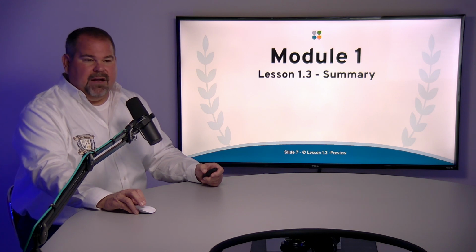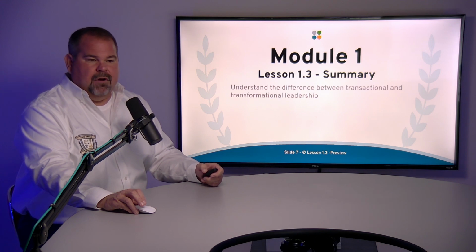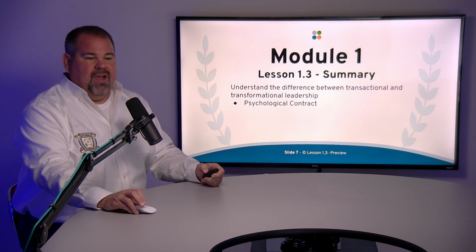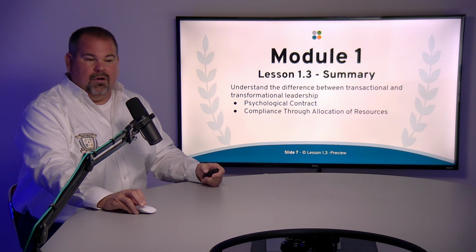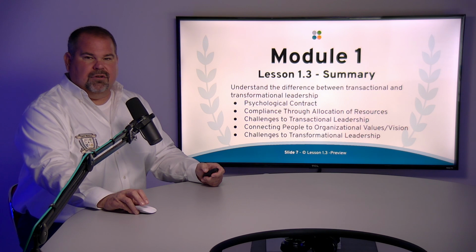In the full lesson of 1.3 of Module 1, we develop a better understanding of the differences between transactional and transformational leadership. We understand that transactional leadership is the most common approach to leadership, but transformational leadership can increase leadership effectiveness. This lesson explores how the psychological contract serves as the basis for transactional leadership. We also look at how organizations relying on transactional leadership use the allocation of rewards to gain compliance from individuals. We highlight the challenges to transactional leadership, and we identify how transformational leadership seeks to connect individuals to the organization's vision, values, and purpose. And we finish by looking at the common challenges to transformational leadership.